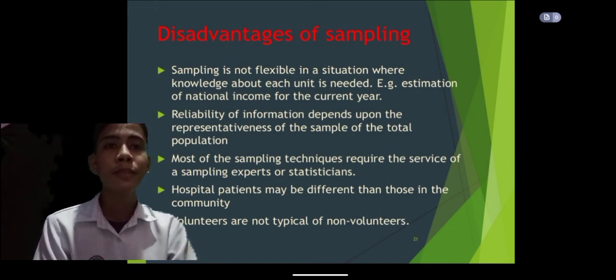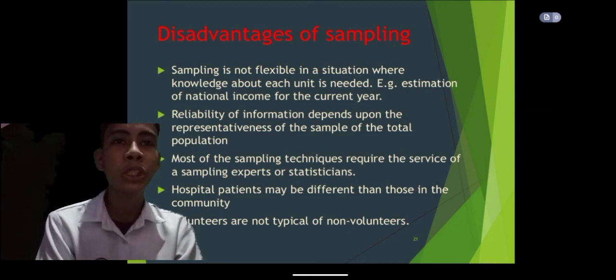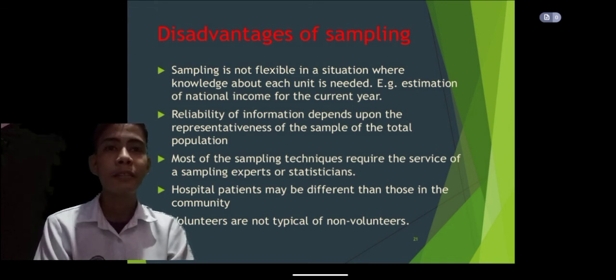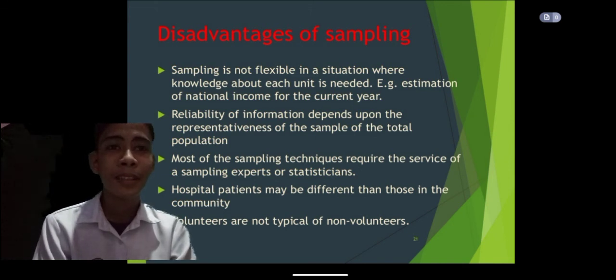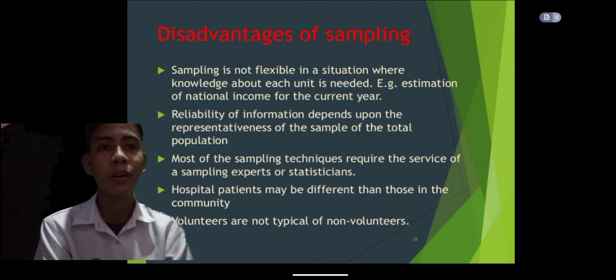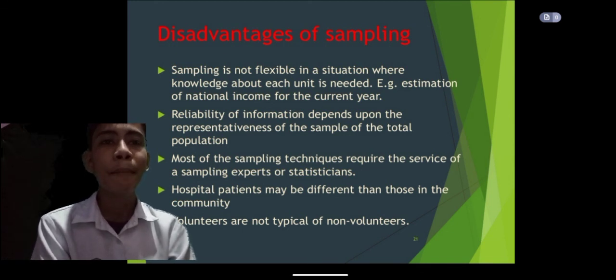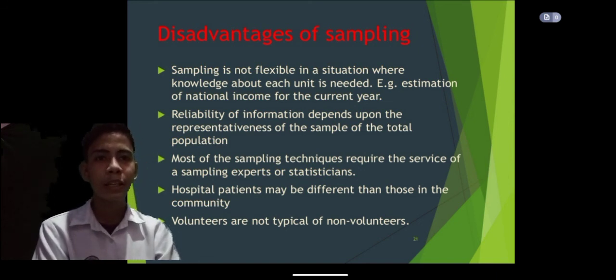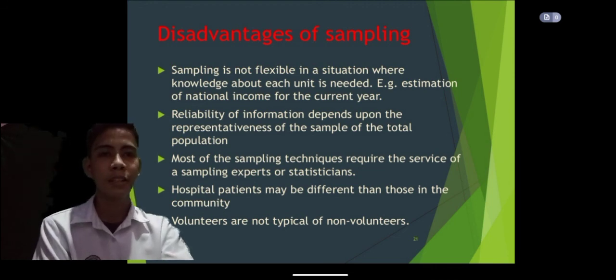And the disadvantage of sampling is that it is not flexible in a situation where knowledge about each unit is needed. An example is the estimation of national income for the current year. The reliability of information depends upon the representativeness of the sample of the total population. Most sampling techniques require the service of a sampling expert or statistician. Hospital patients may be different than those in the community. Volunteers are not typical of non-volunteers.